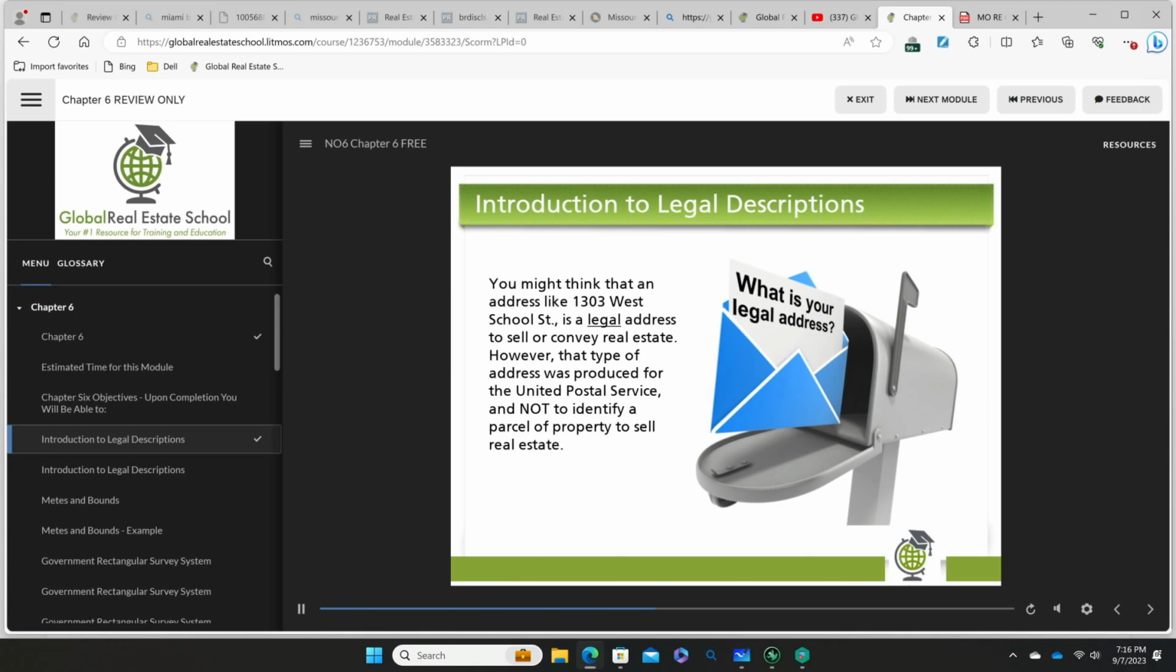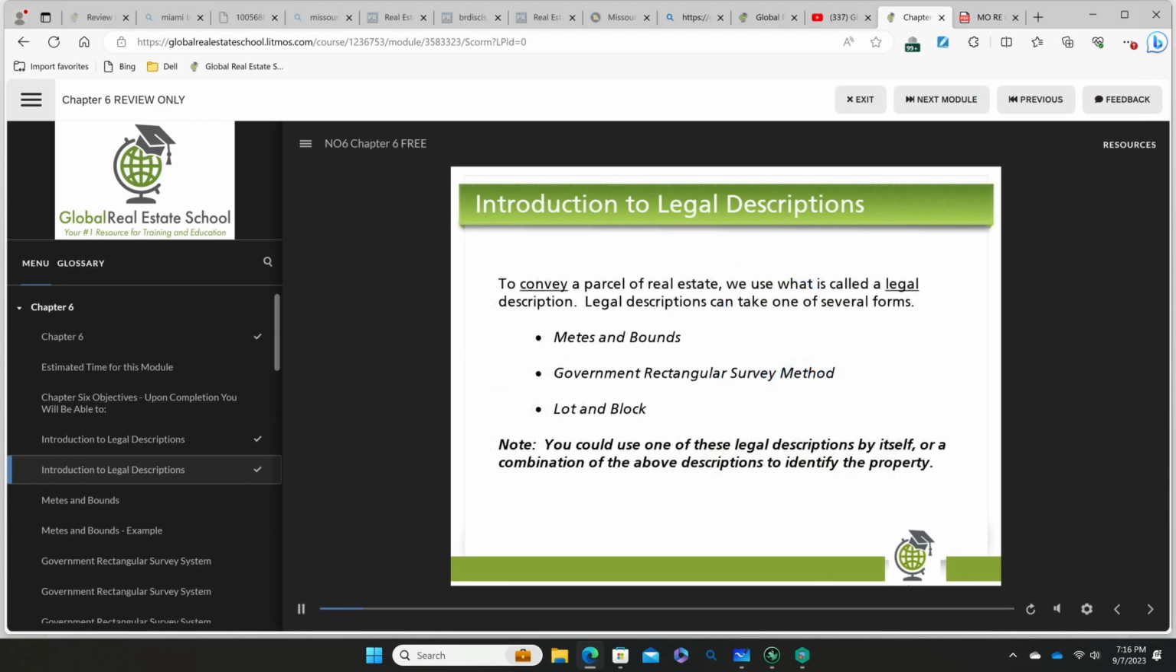And you can see here that I mentioned that an address like 1303 West School Street, you might think it is a legal address to sell or convey real estate. However, that type of address was produced for the United States Postal Service, or even actually for 911. It's not really the address we use when we want to convey real estate. So when we convey real estate or a parcel of real estate, we use what is called a legal description.